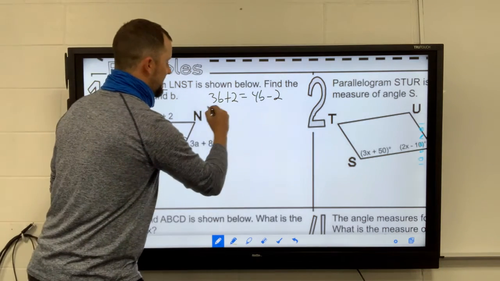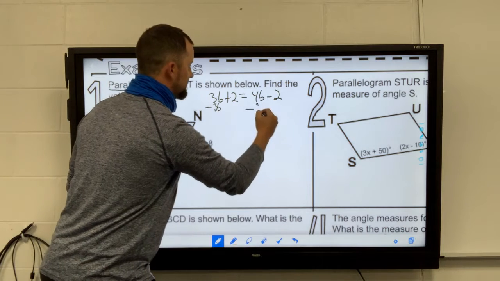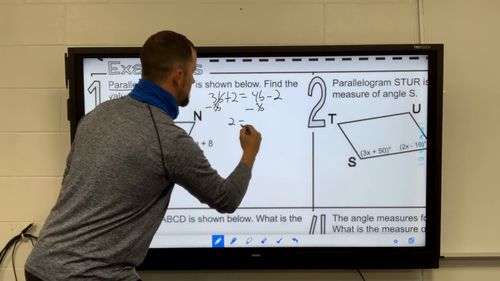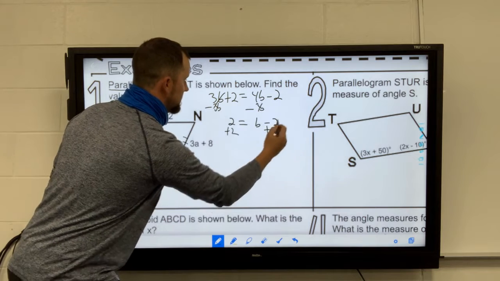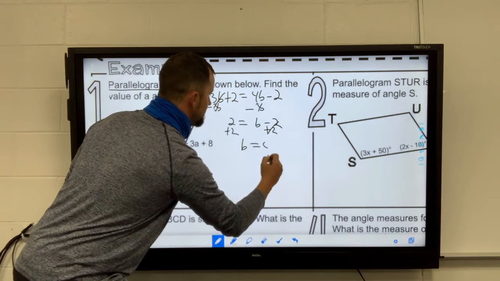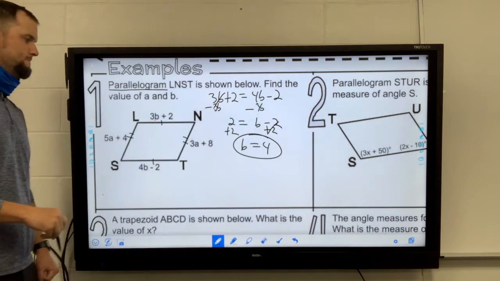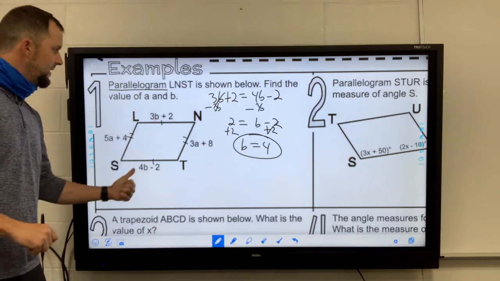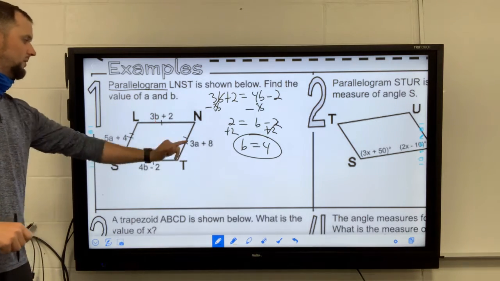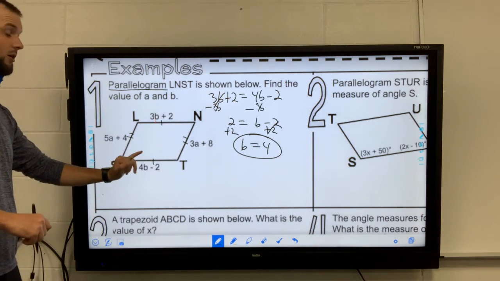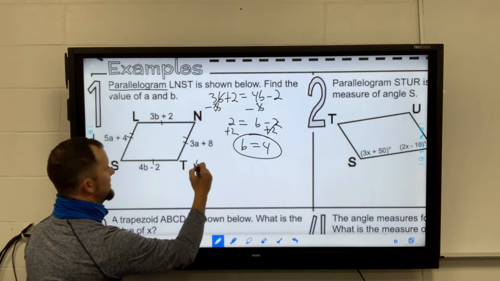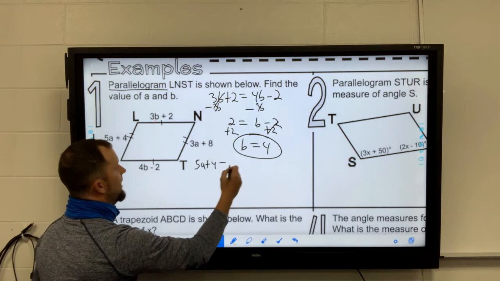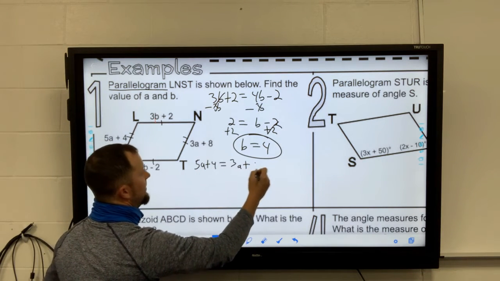So I'm going to subtract 3b on both sides. That's going to leave me with 2 equals b minus 2. And I'm going to add 2 on both sides. So b is going to be equal to 4. Okay? And now LS and NT are congruent because the opposite sides are congruent. So I'm going to set these two equal to each other and solve. That means 5a plus 4 is going to be equal to 3a plus 8.